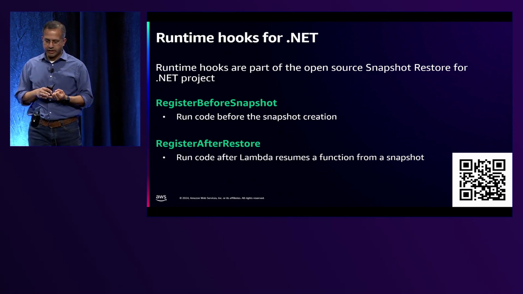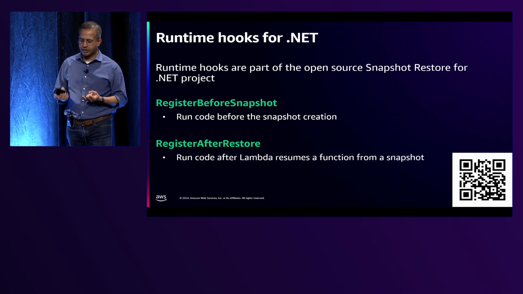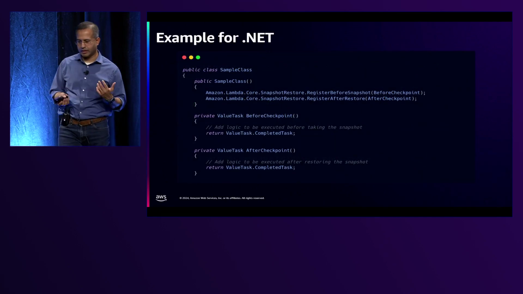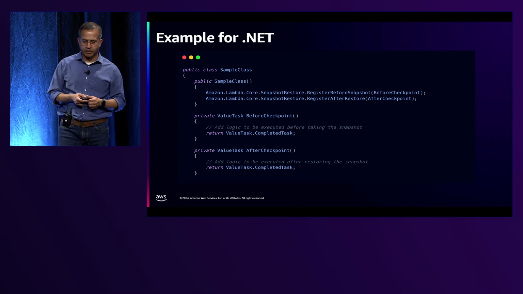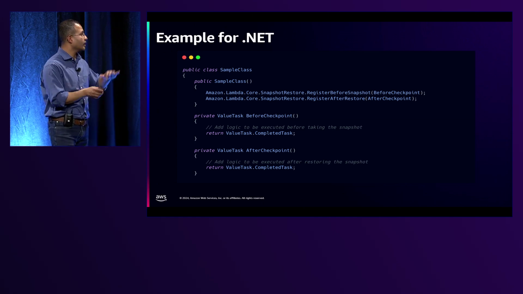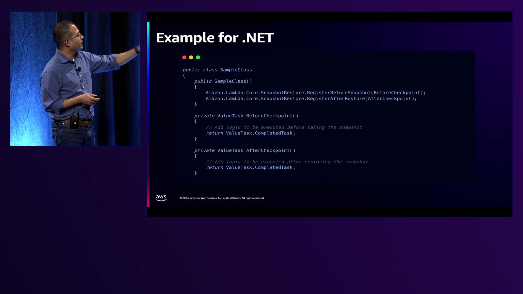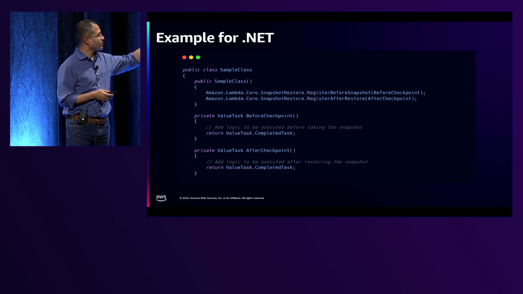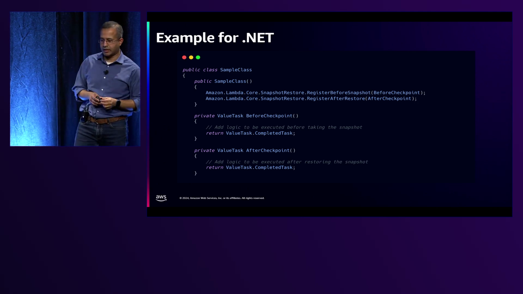So these .NET runtime hooks are available as part of this package, the Lambda core package, and there are two methods that you can use: the register before snapshot and register after snapshot to run code before and after. Here is an example code of the two checkpoints. So before and after, register before snapshot, register after restore.